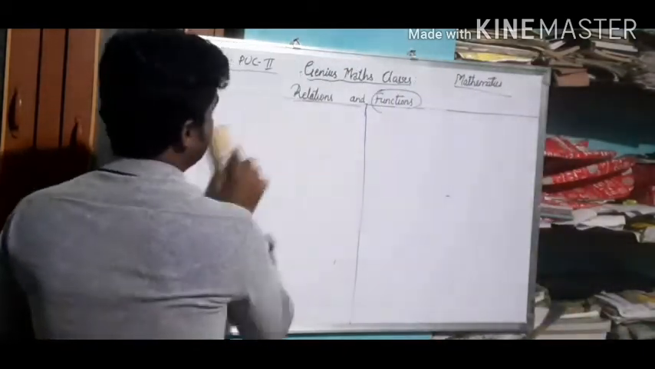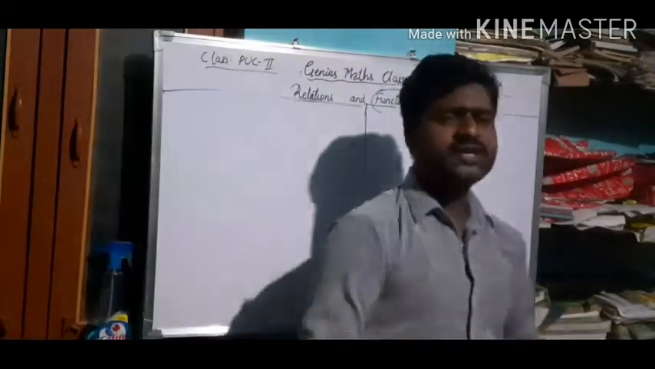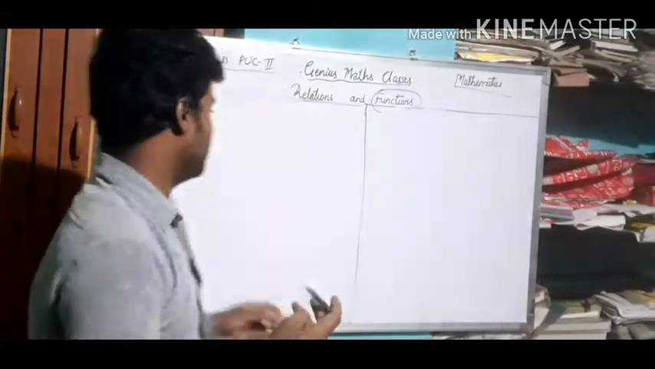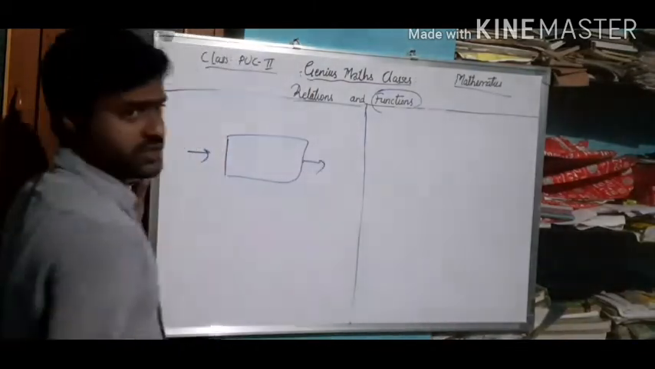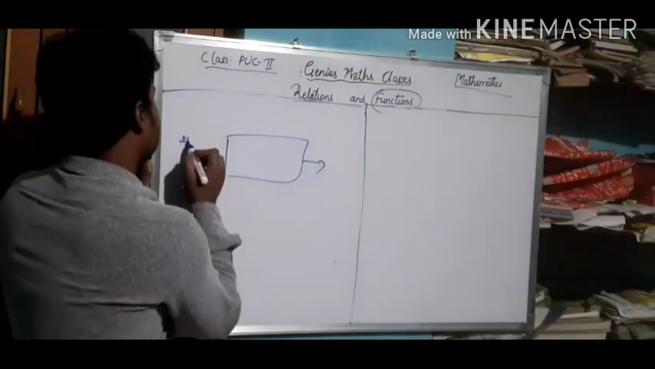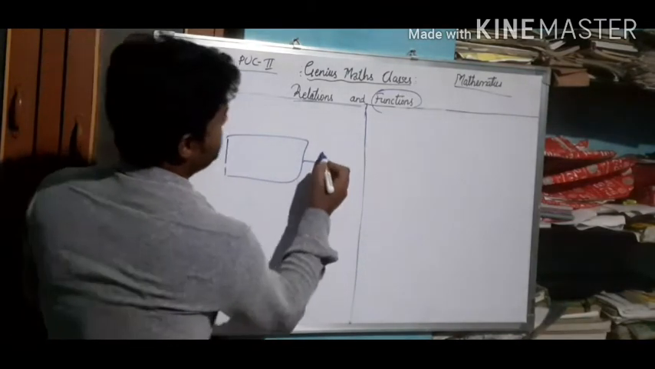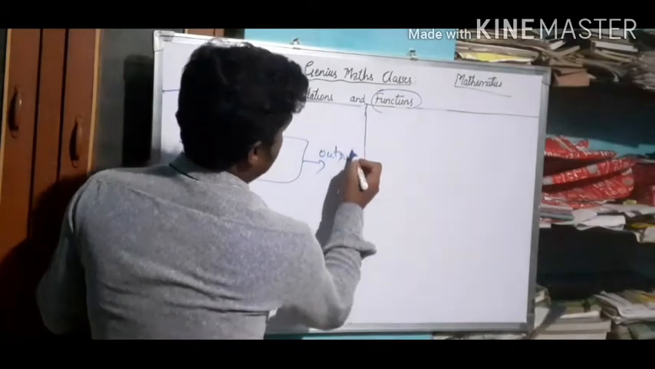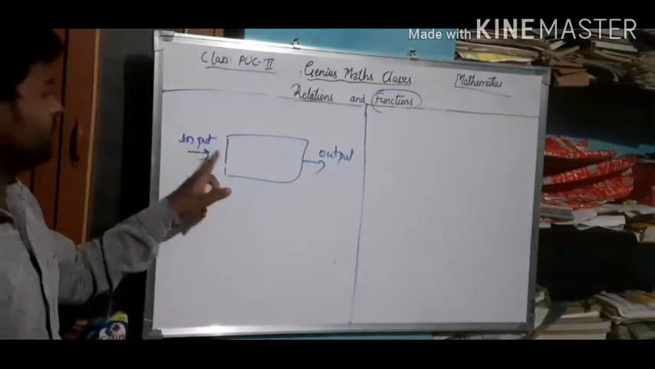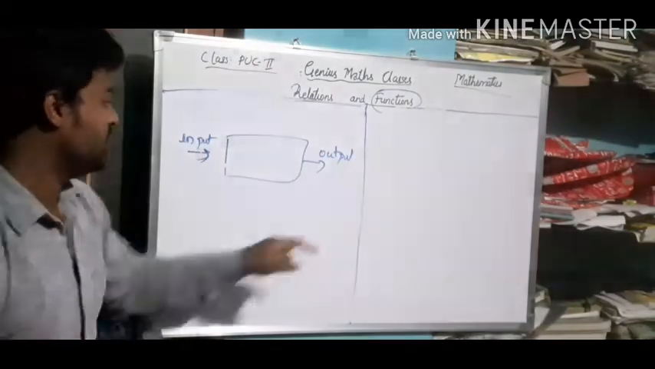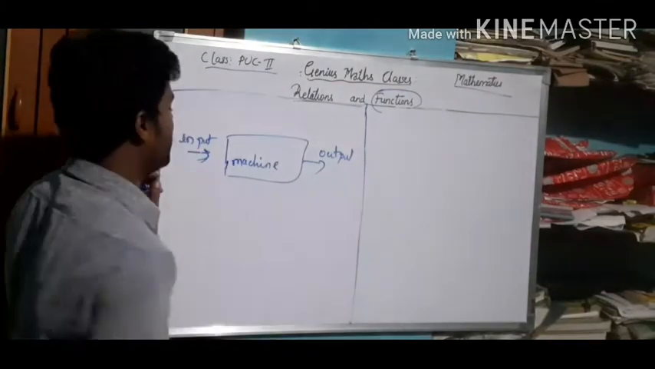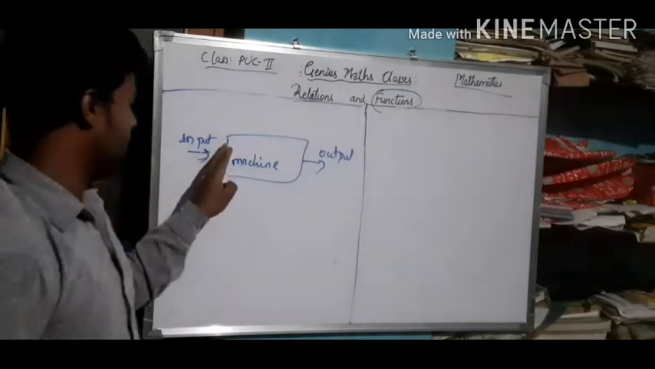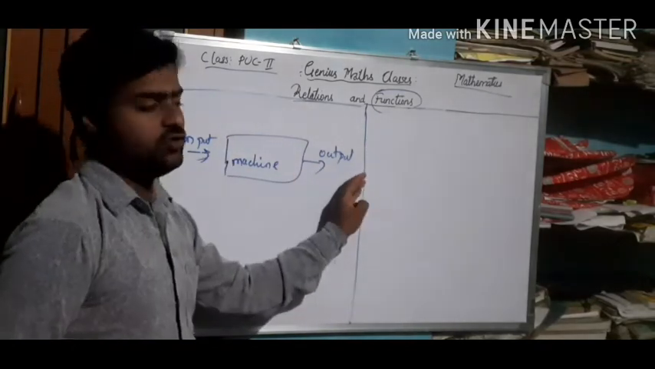Also, one more thing is that a function is just like a machine. It is like a machine where on one side you put an input and on the other side you get an output. For one input you will get one output. If you input the data, you will get output data.